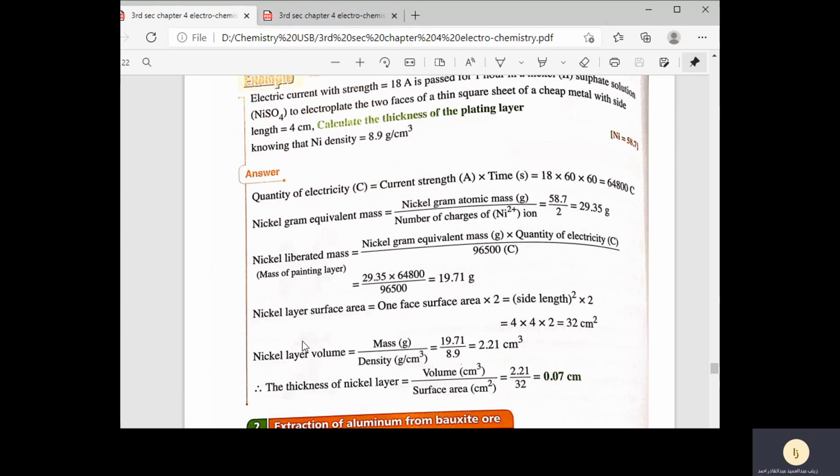اوكي. طب عايزه اجيب الفوليوم. الفوليوم اصلا ايكوال ايه؟ ماس اوفر دنسيتي، وانا عندي الماس بتاعتنا اللي هي 19.71 والدنسيتي هو مديهالي بتاعت النيكل، يبقى لو عملنا ده اوفر ده هيطلع لي النيكل لاير volume equal 2.21 سنتيمتر كيوب. يبقى الثيكنس اوف نيكل لاير equal ايه؟ الثيكنس عباره عن ايه؟ فوليوم اوفر سيرفيس اريا. طب ما انا جبت الفوليوم اللي هو 2.2 والسيرفيس اريا اللي هي عشان هو سكوير السيرفيس اريا 32، يبقى اعمل دي ديفايدد دي يطلع لي الثيكنس ب 0.07 سنتيمتر. Thank you.